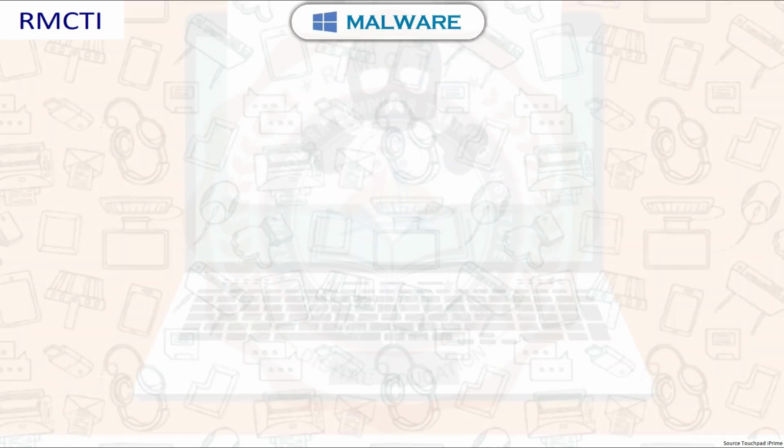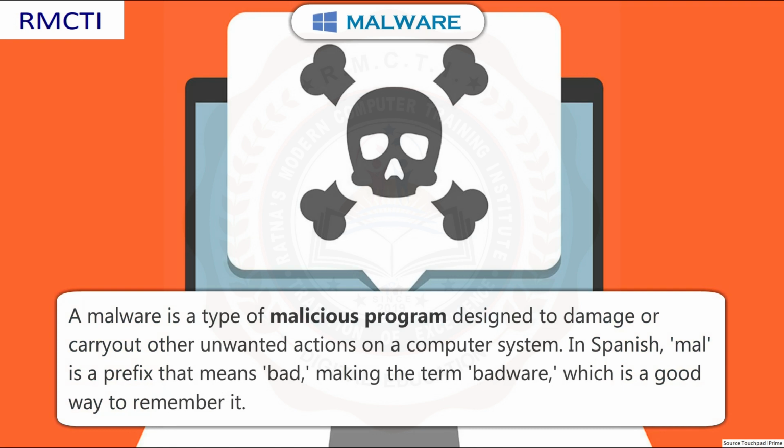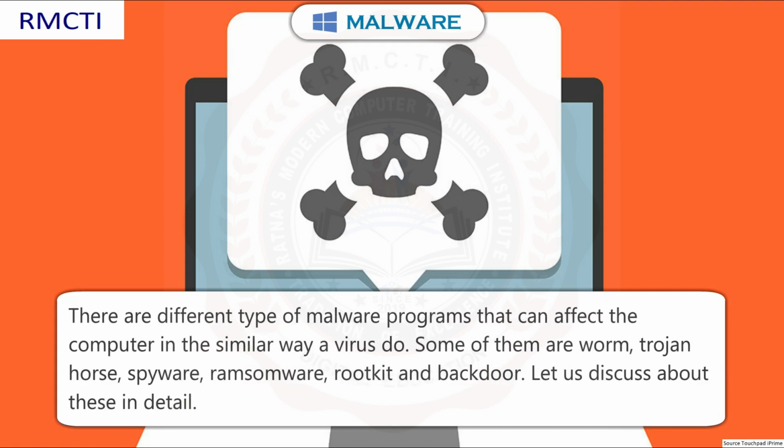Malware. A malware is a type of malicious program designed to damage or carry out other unwanted actions on a computer system. In Spanish, mal is a prefix that means bad, making the term badware, which is a good way to remember it. There are different types of malware programs that can affect the computer in a similar way a virus does. Some of them are worm, Trojan horse, spyware, ransomware, rootkit, and backdoor. Let us discuss these in detail.